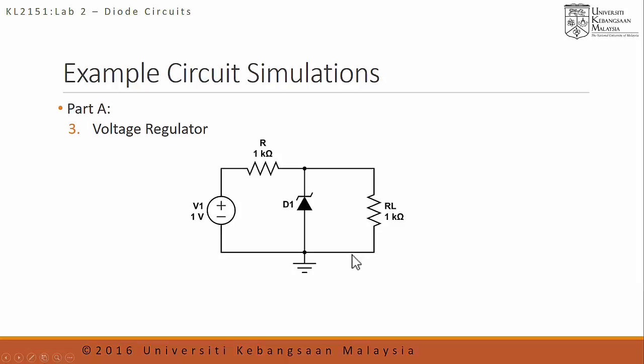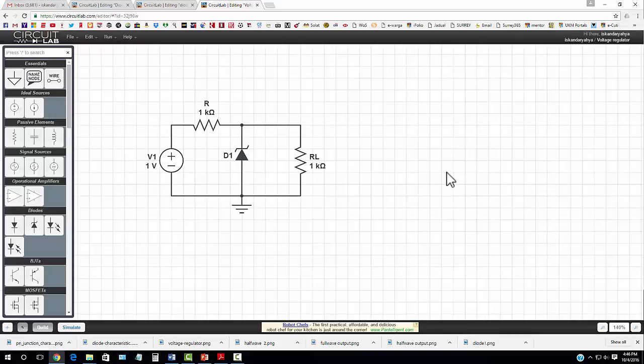In a voltage regulator circuit, we use a Zener diode. So we want to investigate what is the breakdown voltage of this Zener diode. And for that, we must do this experiment. And before that, of course, we need to simulate the circuit first. Now let's do the simulation for our voltage regulator circuit.